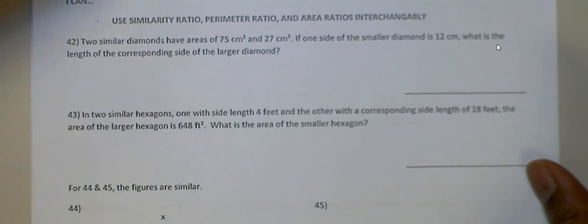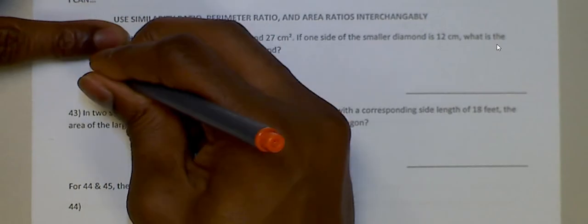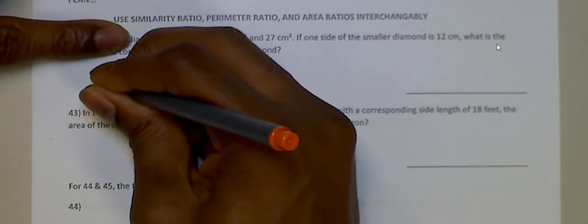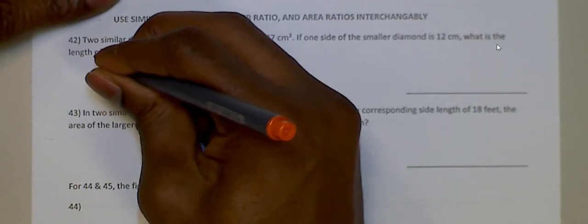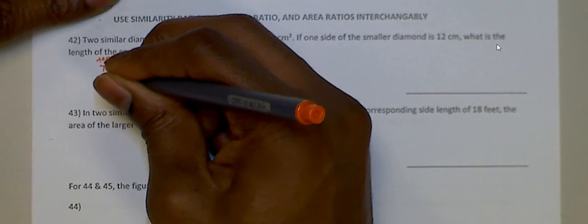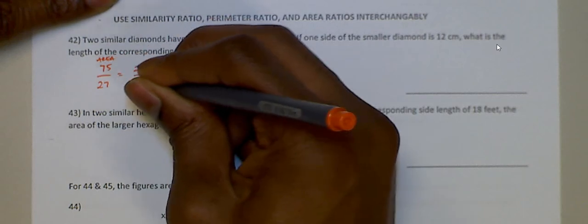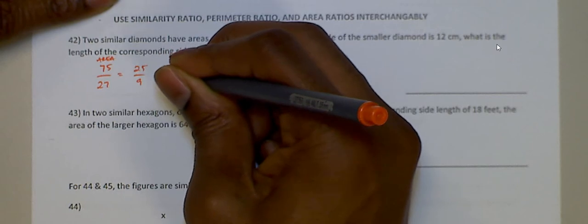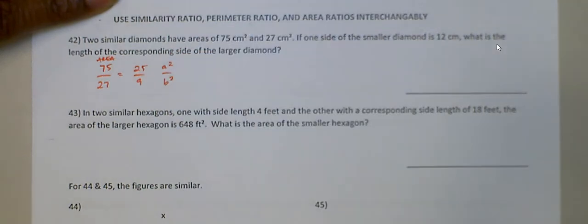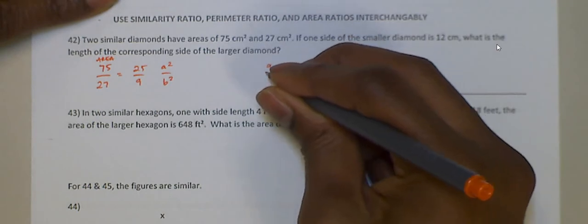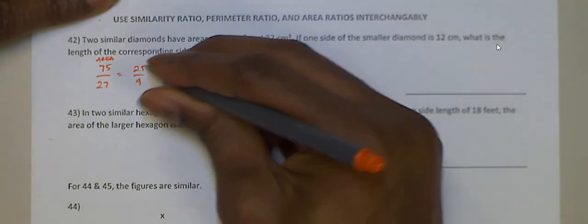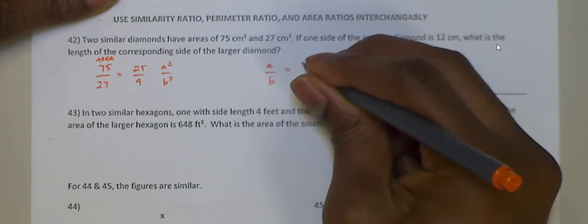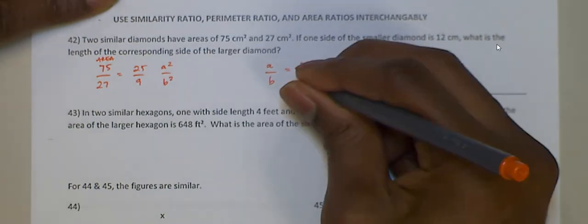So what we're going to do is say, okay, we got 75 over 27, larger to smaller, and this is area. So when we simplify here, we got 25 over 9, and that should be A squared to B squared. We need, because we're talking about just length, A to B. If A squared is 25, A is 5. If B squared is 9, B is 3.